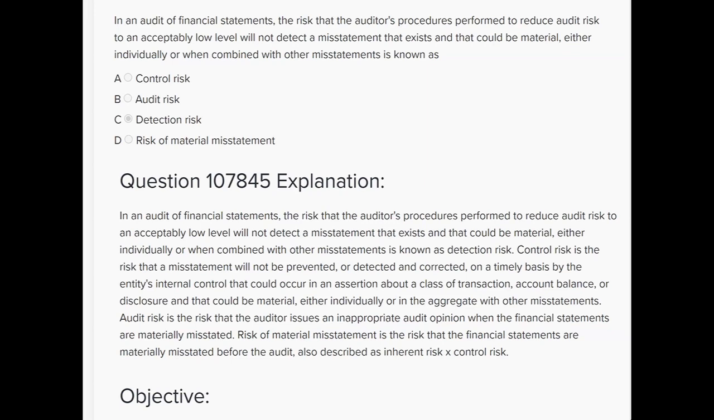Control risk is the risk that a misstatement will not be prevented or detected and corrected by the entity's internal controls. And the risk of material misstatement, that's the risk that the financial statements are materially misstated before the audit, before taking into account the audit procedures that are going to be performed.